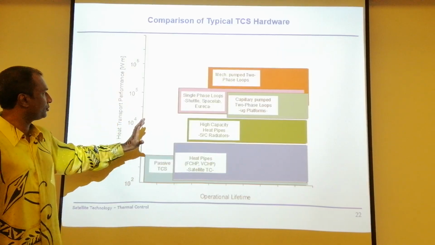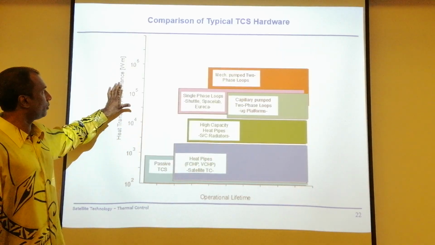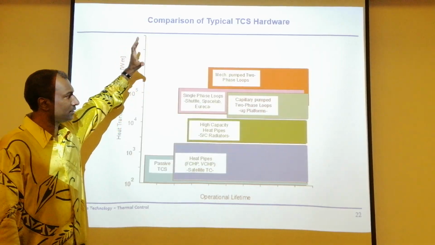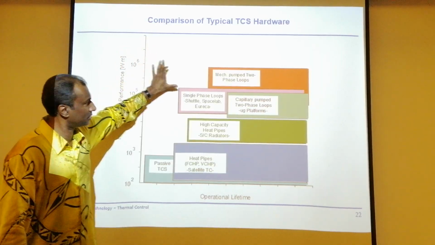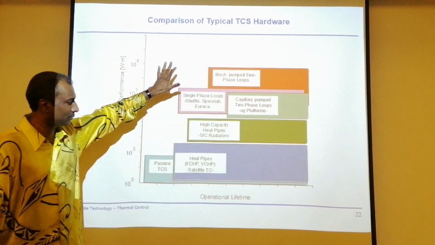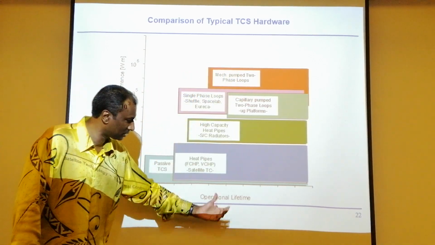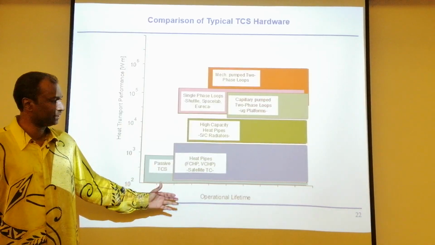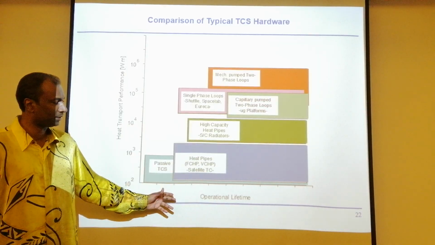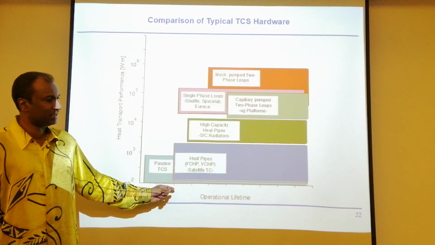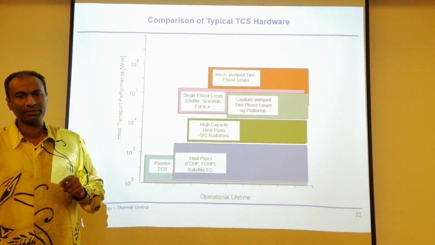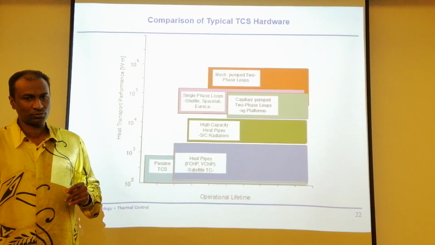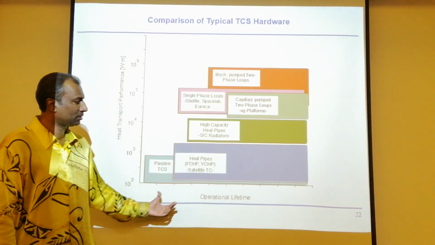This graph basically shows you the actual heat transport performance. The higher the heat transport performance that you want, technically you need to be in this region, versus the operation life. Now, operation life, I have left very open here. I will give you an example in an attachment together with the lecture notes. But again, it all depends on the manufacturers.